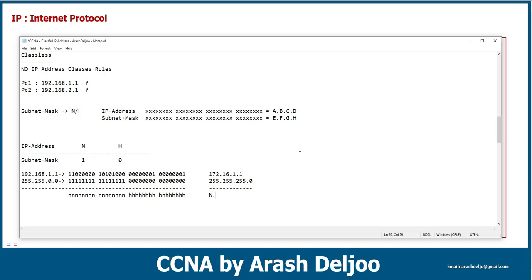This is the network bits. The first part is network bits, the second part is also network bits, the third part is network bits, and the last part, the last octet, is the host bits, because we use 255.255.255 in the first 24 bits of the subnet mask. This means that the first 24 bits of the IP address are the network part, and the last 8 bits are the host part.